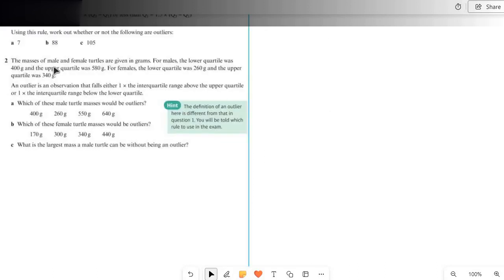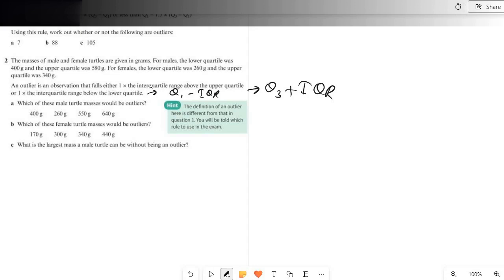For number 2, the masses of male and female turtles are given in grams. For males, the lower quartile was 400 grams and the upper quartile was 580 grams. For females, the lower quartile was 260 grams and the upper quartile was 340 grams. An outlier is an observation that falls either 1 interquartile range above the upper quartile, which is going to be Q3 plus 1 IQR, or 1 interquartile range below the lower quartile, so it's going to be Q1 minus 1 IQR.